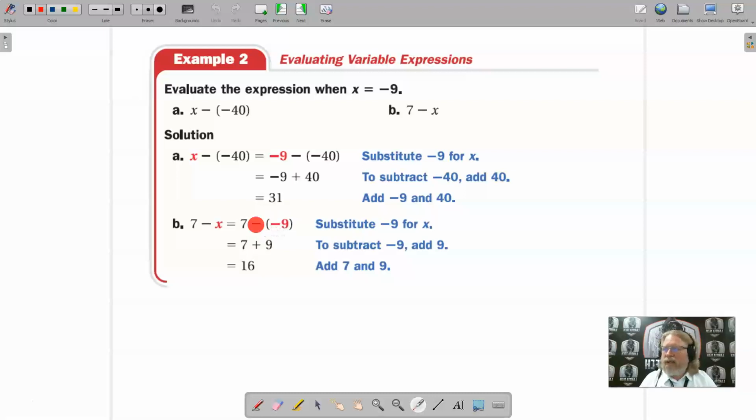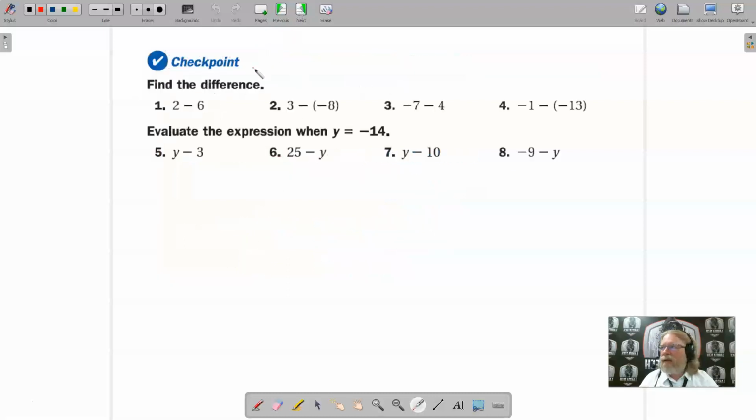So we're going to change the subtraction to addition. The opposite of negative 9 is positive 9. 7 plus 9 is 16. So, I got a checkpoint.